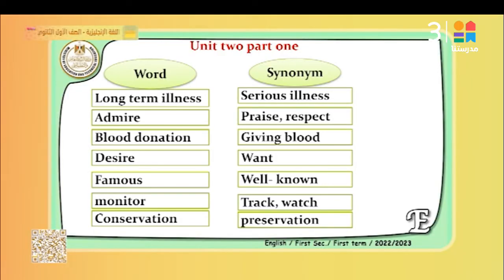Here we have this screen. You can take a screenshot of it if you would like. The word and synonym. So long term means serious illness. Admire means praise. Blood donation means giving blood. Desire means want or wish. Famous means well known. Monitor means track or watch. And conservation means preservation. Okay.